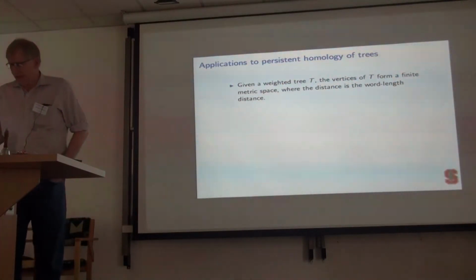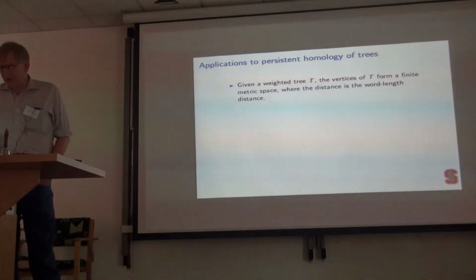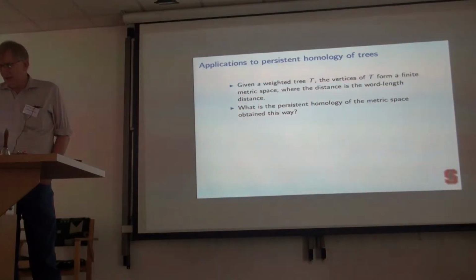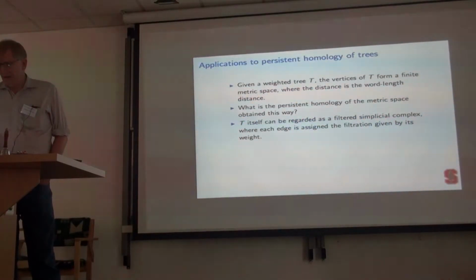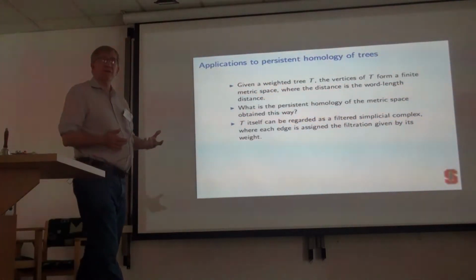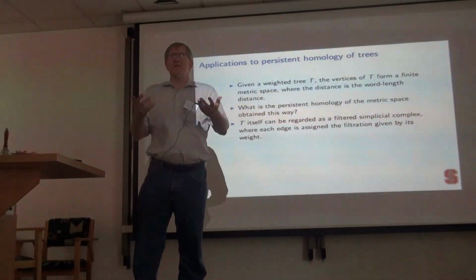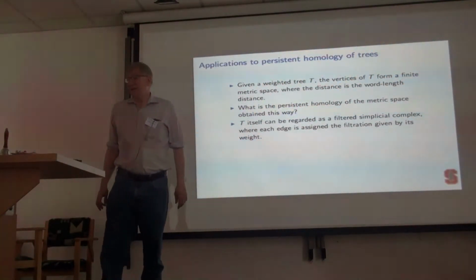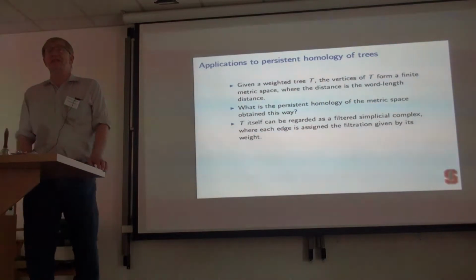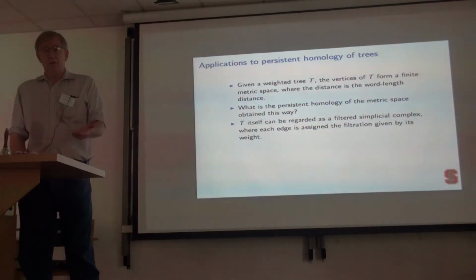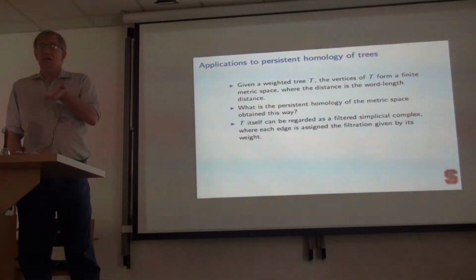So here now let's talk about the tree. Given the weighted tree, the vertices of T form a finite metric space. What is the persistent homology of the metric space? Now let's note that if T is a tree, it is by definition a simplicial complex, and in fact it's a persistent simplicial complex too, because as I increase the threshold, I'm going to include more and more edges. So initially it will be a zero-dimensional complex for r equals 0, just the vertices. And then as I grow, it will increase.